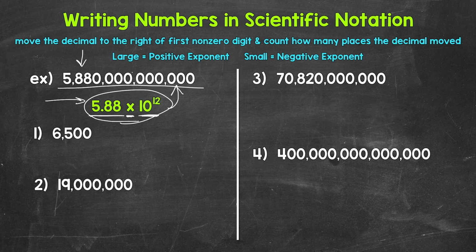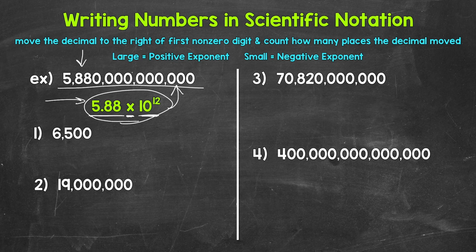6,500. We're going to start smaller than the example above and work our way up. Now, basically, all we need to do here is move the decimal to the right of the first non-zero digit. So anything 1 through 9. And we count how many places the decimal moved. That will give us everything we need to write the number in scientific notation.